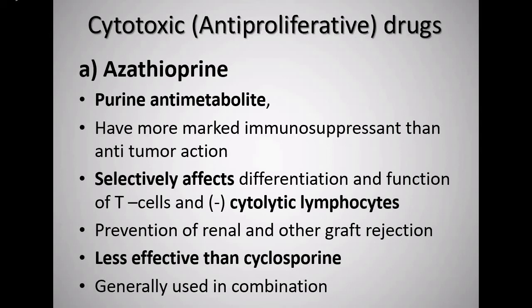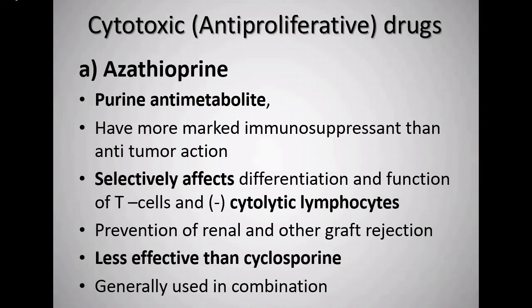The first drug is azathioprine. It's a purine antimetabolite. What is purine? Purine, you know, is part of the DNA molecule. You have the purine bases, you have the pyrimidine bases. So they bind to the purine bases, and they inhibit the transcription process or other processes. So they are the purine antimetabolites.